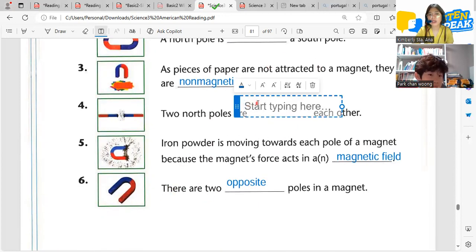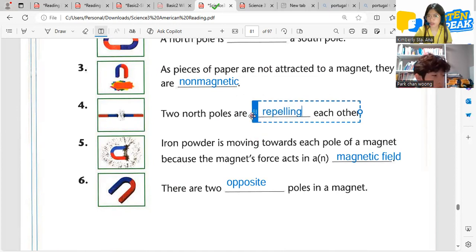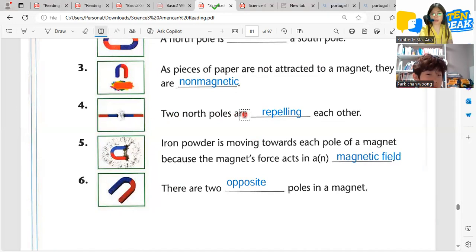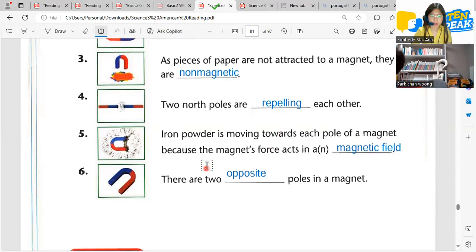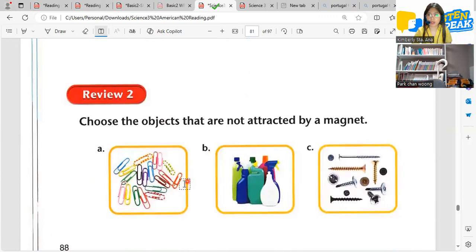Oh, we need to use it in a gerund form. So instead of using repel, we will say repelling each other. Okay? Can you say it? Two North Poles are repelling each other. Nice one. That's cool. Now you got all of the correct answers. We're ready to look at the next activity.